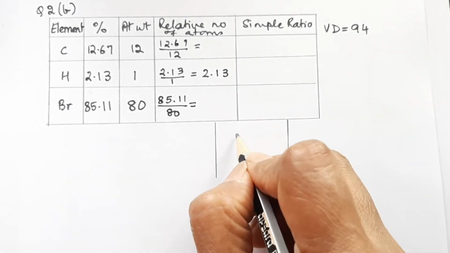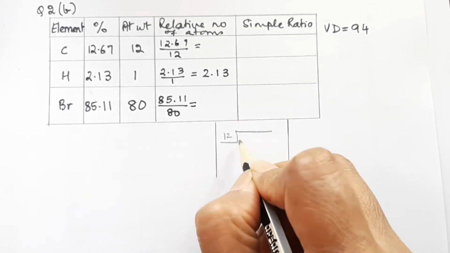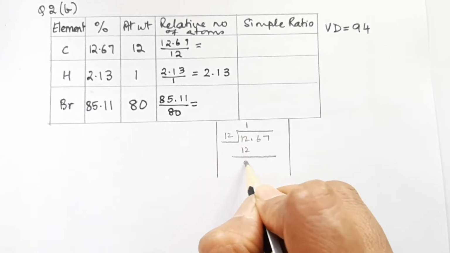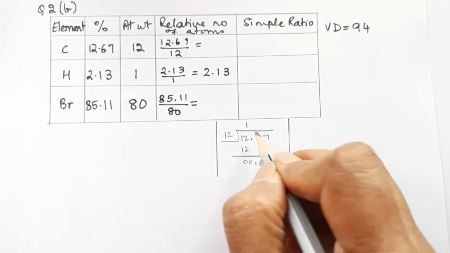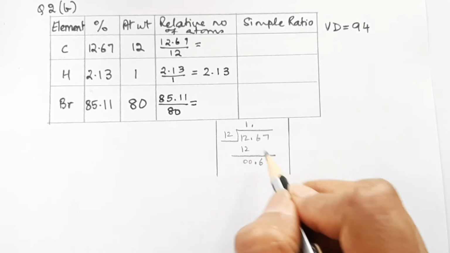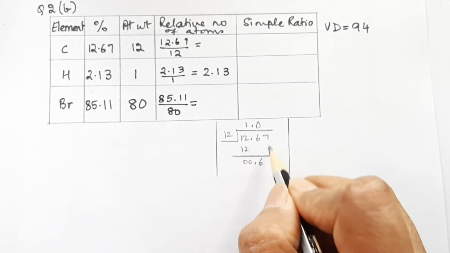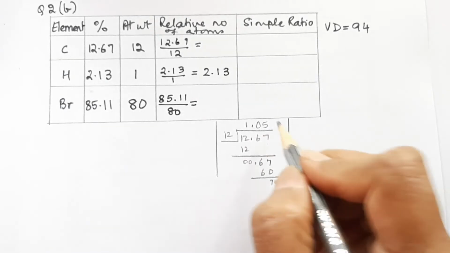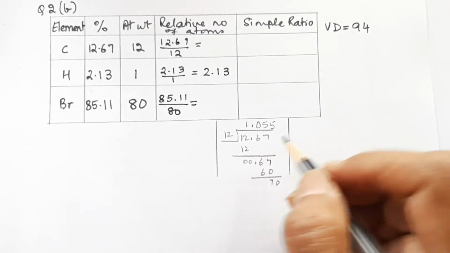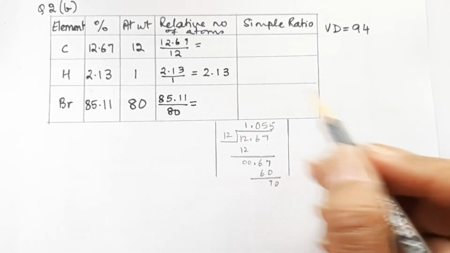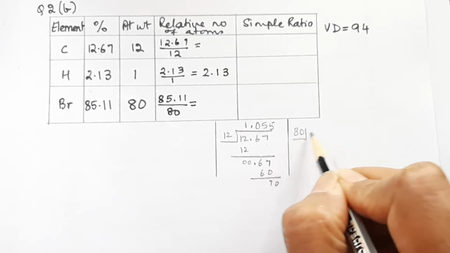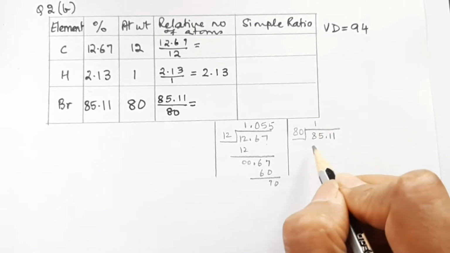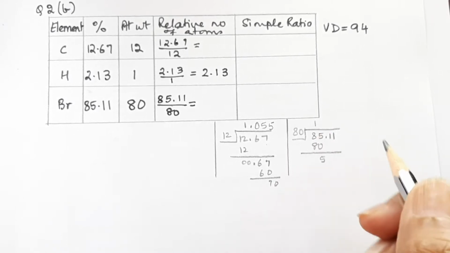I'm using pencil here. So 12 will be dividing 12.67. 12 ones are 12. And then we take this 6 after the decimal point and 12 will go here 0 times. Then we'll take this 7. So 12 fives are 60. Then again 12 fives are 60. Then we will have this one. So 80 divides 85.11. So 80 ones are 80, remainder 5.